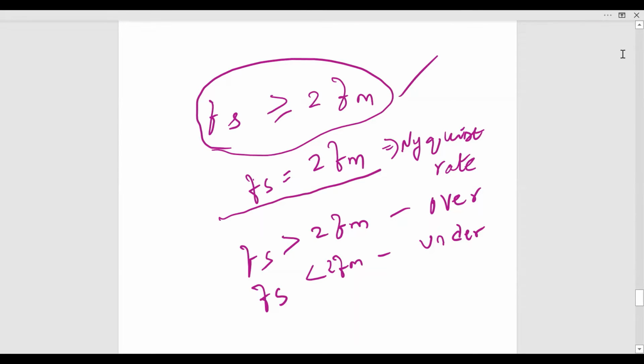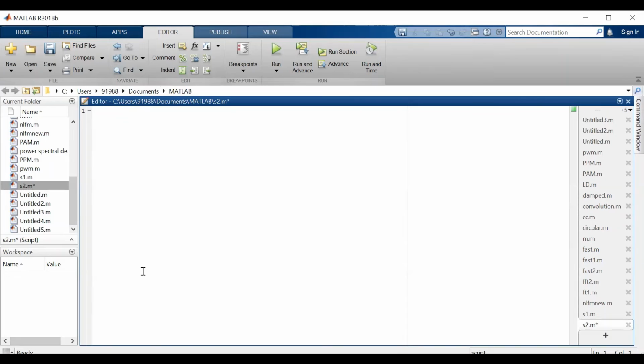Now we'll write the MATLAB code and check what happens if we oversample or undersample a signal, or if we sample at the Nyquist rate, and how the original signal can be reconstructed. So this is the sampling theorem. Let us go to MATLAB and write the MATLAB code for the sampling theorem.